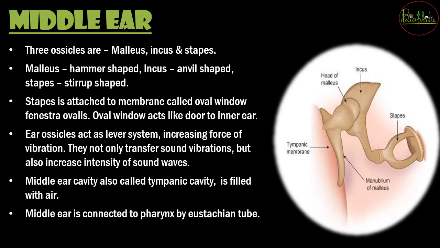So middle ear, as we had said, has the three smallest bones of our body. And what were the three smallest bones? These bones are called ear ossicles, which are named malleus, incus and stapes.